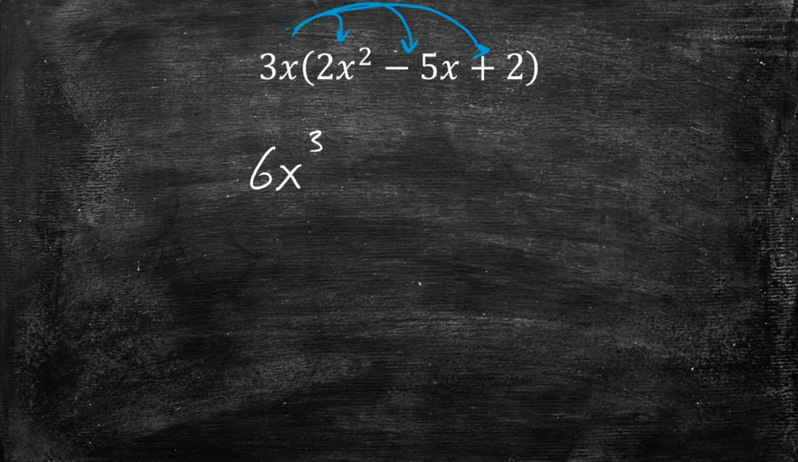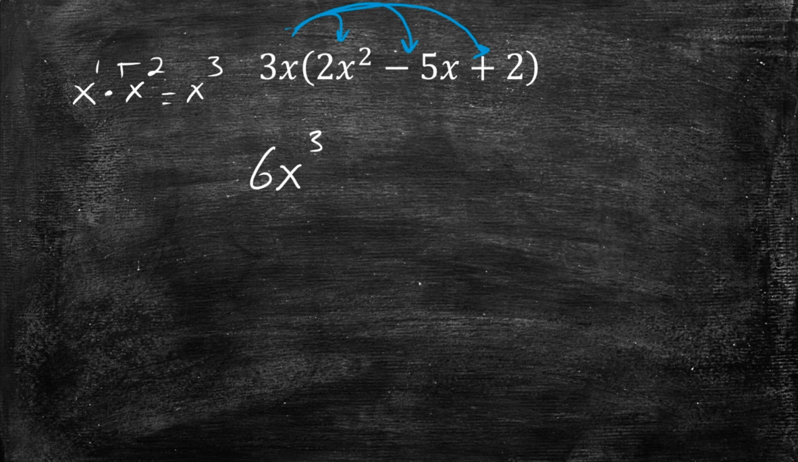And just a quick explanation when you are multiplying with exponents and stuff like that. Whenever you're multiplying these, you add the exponents together. So that's x to the third. So that's how you get 6x to the third there.